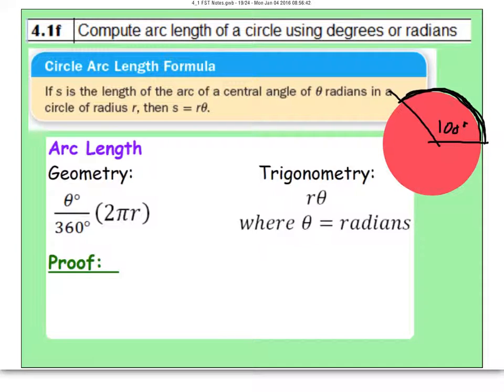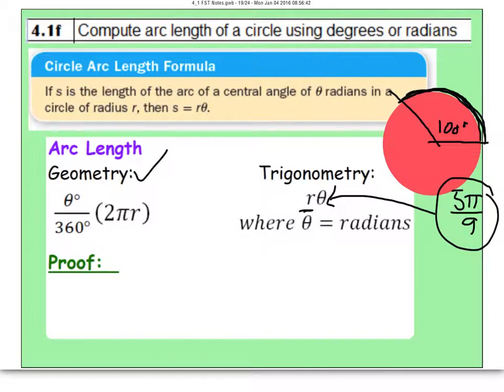But there is a shortcut you can use in trigonometry. It's a very short formula. You're going to put r in here, which is the radius of the circle, but here you use what's called theta, and all you do is put the radians. So if we knew how many radians 100 degrees was, and I'll tell you it's 5 pi over 9 radians in terms of pi's, all you have to do is put that in here and plug in the radius, and you'll get the exact same answer as if you use the geometry method.